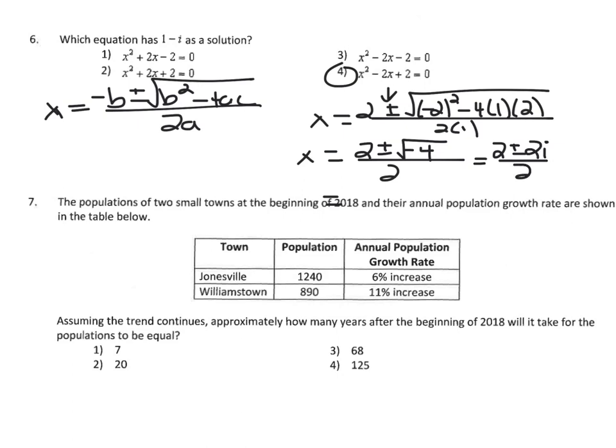That's over 2. And then since each of these terms are divisible by 2, let's divide them by 2. So they all become 1. So this would be 1 plus and minus 1i over 1, or technically just 1 plus and minus i. So 1 minus i would be a solution.